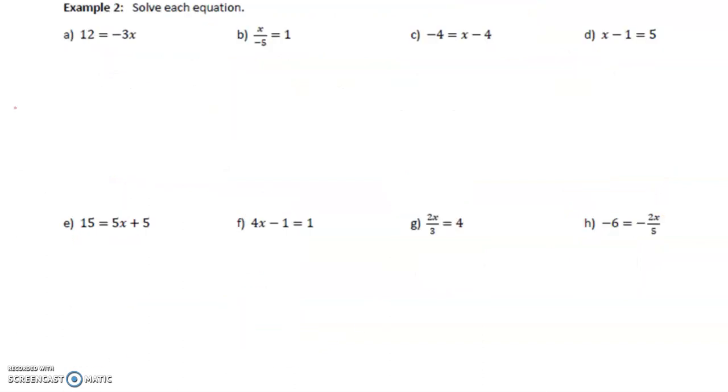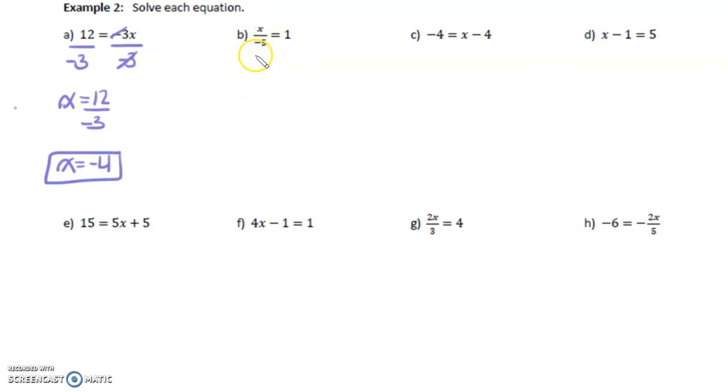Okay, example 2, solve each equation. Okay, so we're going to keep going. 12 equals negative 3x. We need to get the x all by itself, and it's multiplied by negative 3 right now. So I'm going to go ahead and divide both sides by negative 3. Okay, I get x equals 12 over negative 3, which is just negative 4.